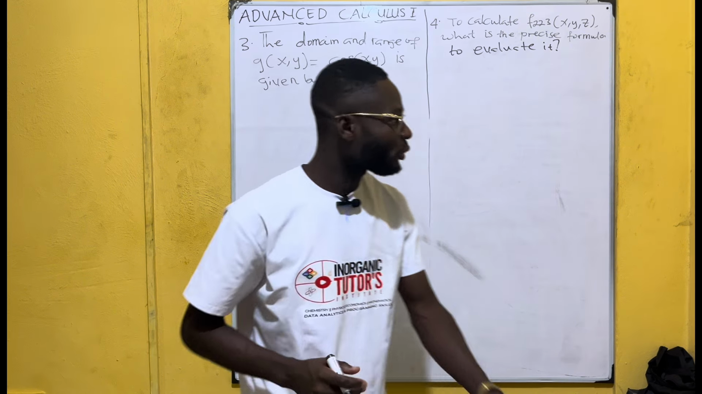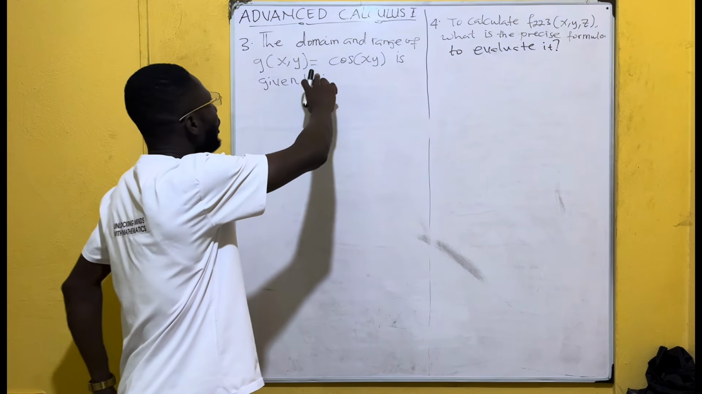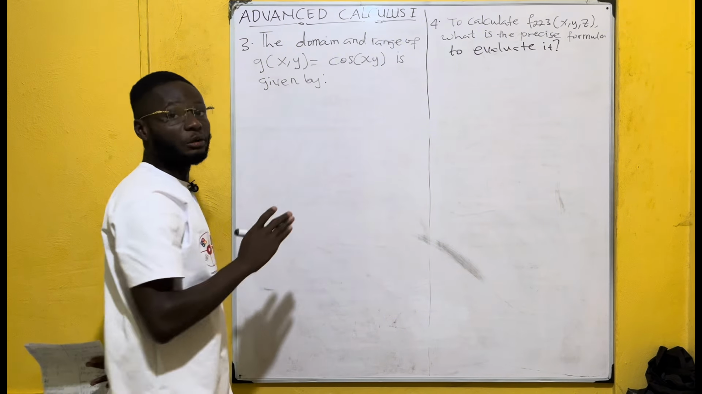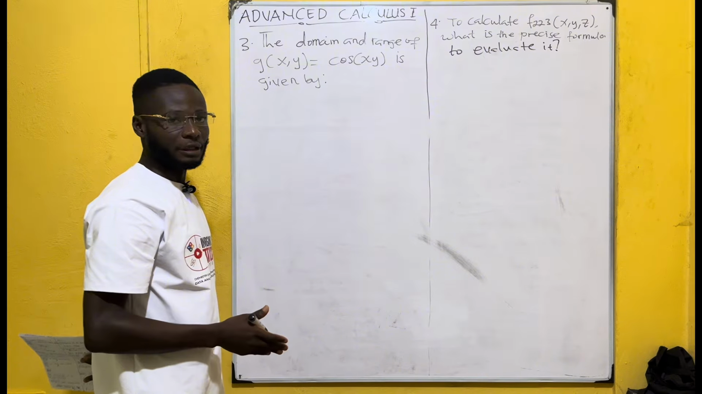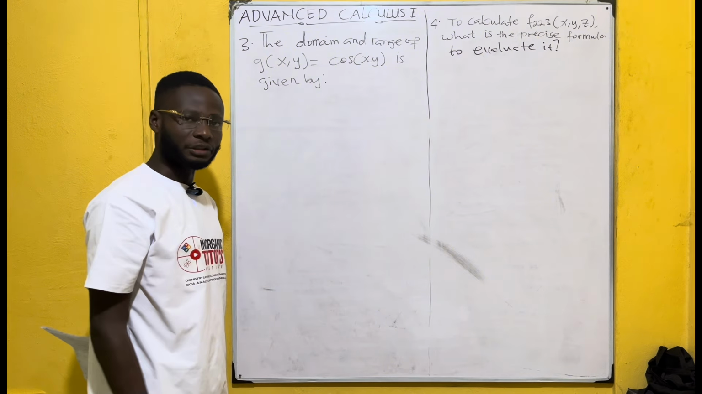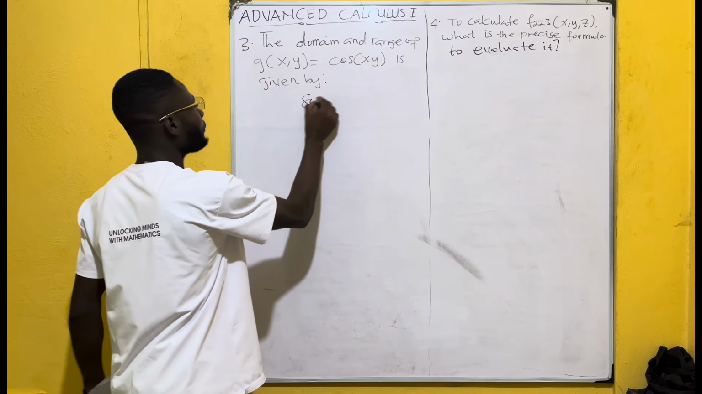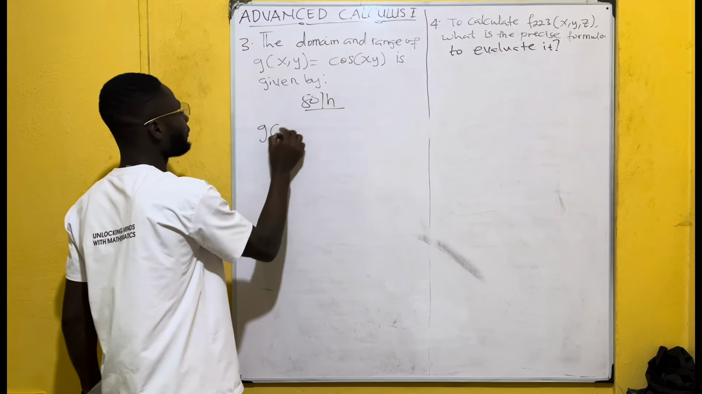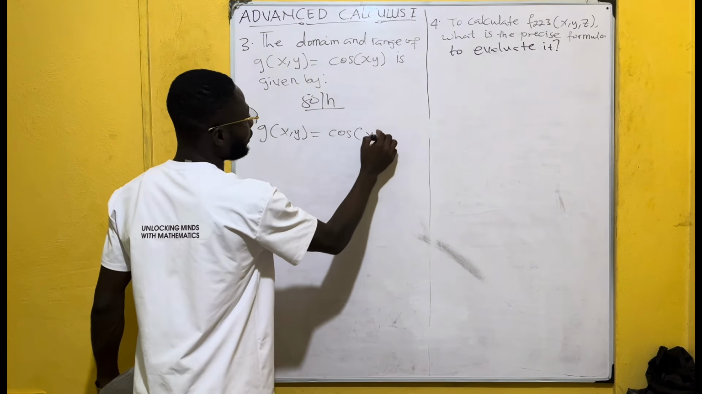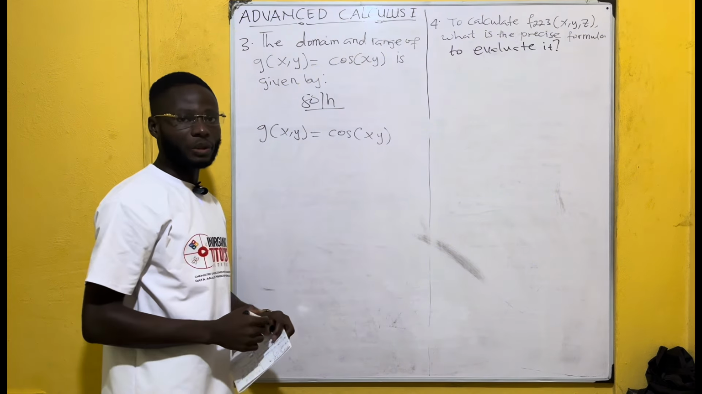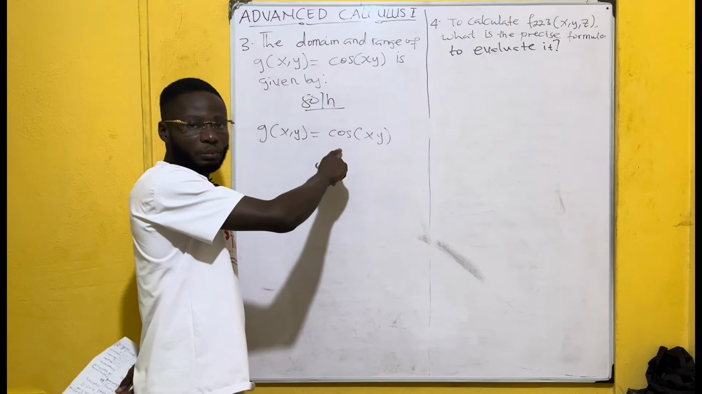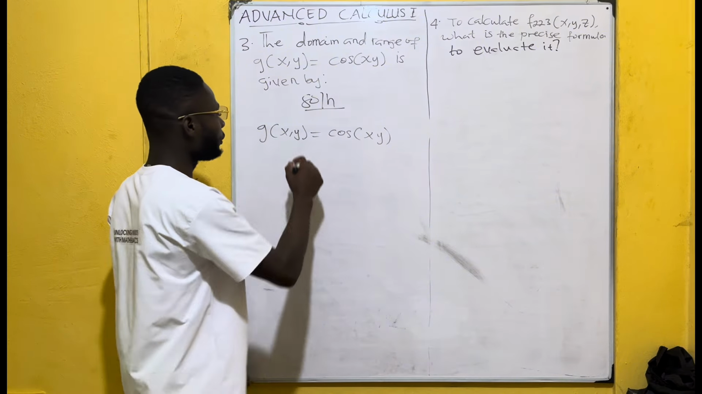All right. So with problem number 3, we have been given this function, and we want to know the domain and the range. So how do you find the domain and range of a given function? We have g of x, y equals cos of xy. Now, we want the range and the domain, so we start with the domain.